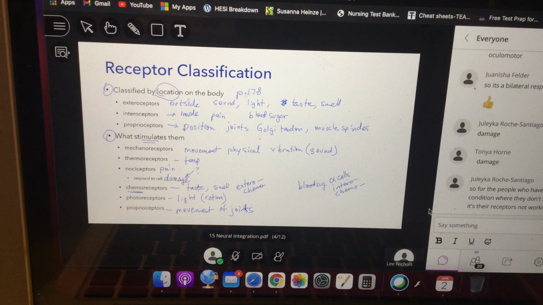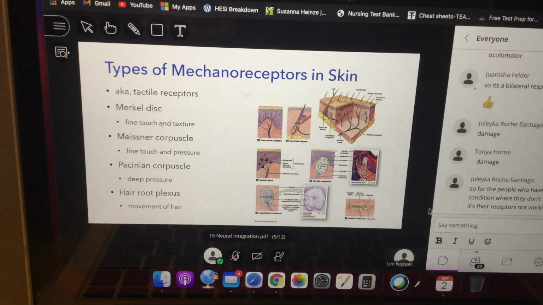Okay, all right, winding it down. Let's cover a couple. Touch receptors. These are all types of mechanoreceptors in the skin. Fine touch and texture, so this would be very light touch. The example that I always use with Merkel discs would be if you had some coins in your pocket and you reached in and could feel the rough edge of a quarter. That would be fine touch or texture.